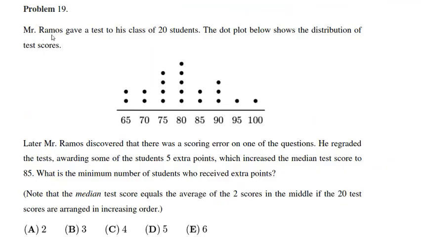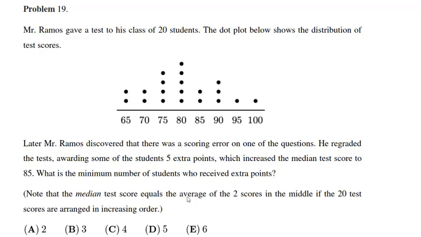Problem 19. Mr. Ramos gave a test to his class of 20 students. The dot plot below shows the distribution of test scores here. Later, Mr. Ramos discovered that there was a scoring error on one of the questions. He regraded the test, awarding some of the students 5 extra points, which increased the median test score to 85. What's the minimum number of students who received extra points?